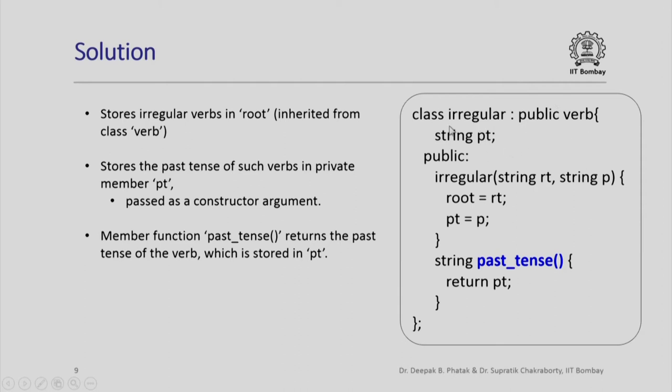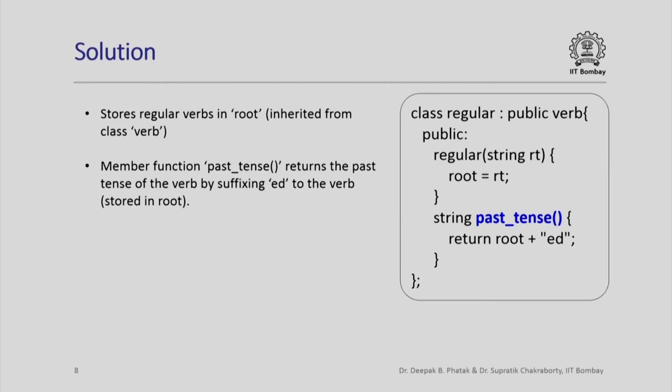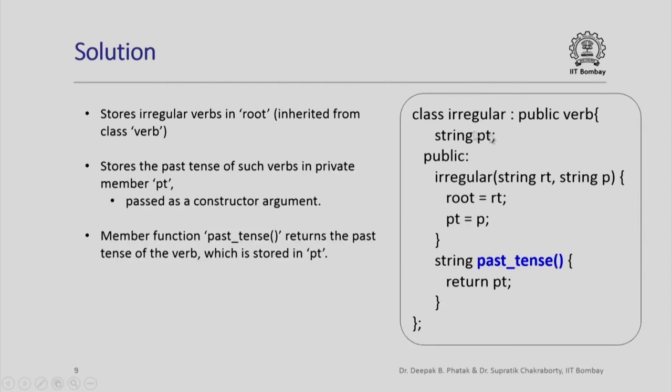Now, if you recall, for irregular verbs, we said that we are going to store both the verb and its past tense. We did not need to do this for regular verbs. So, for regular verbs, I did not have a special string storing the past tense. But for irregular verbs, I'll have to do that. So, here is the string that is going to store the past tense of the verb.